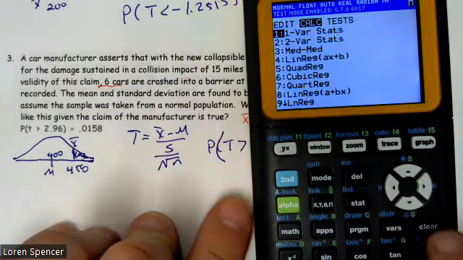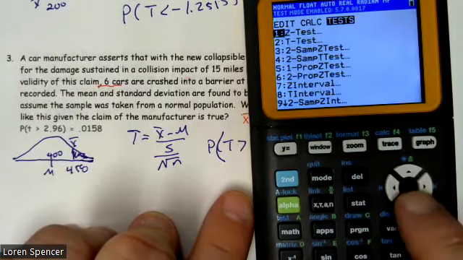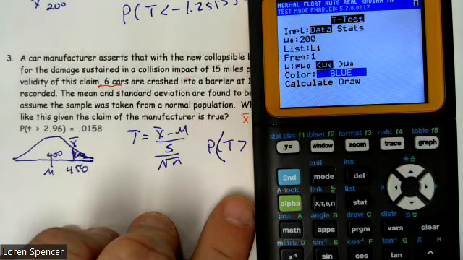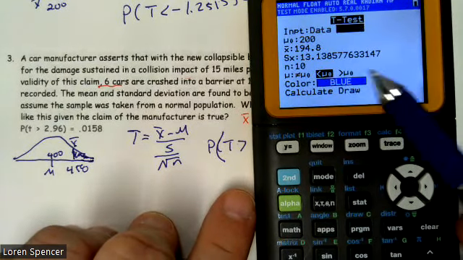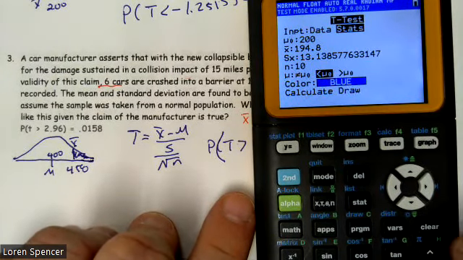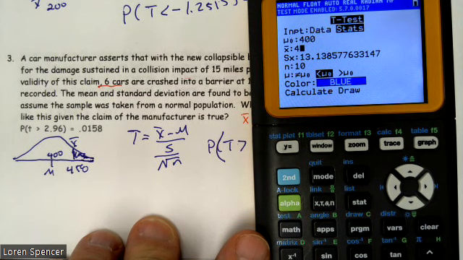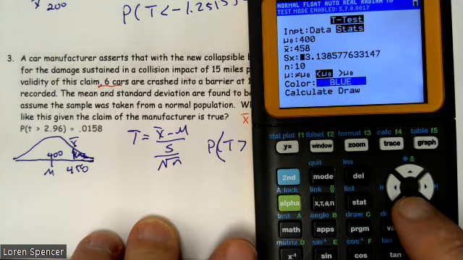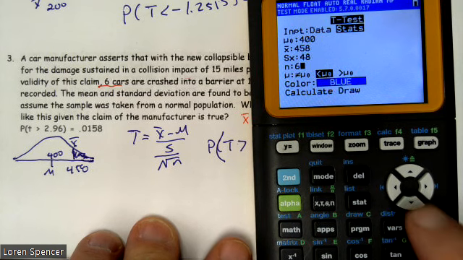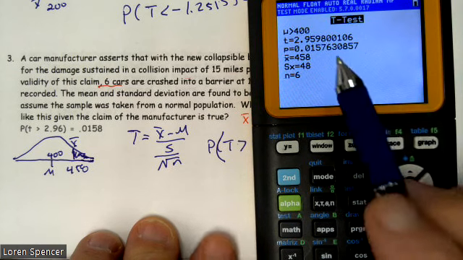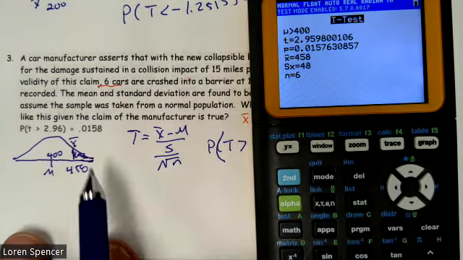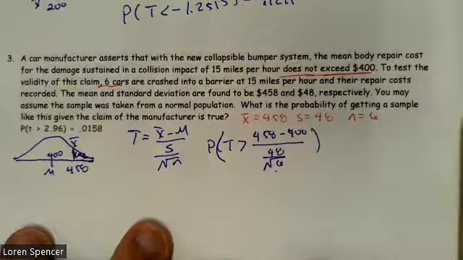So let's run that real quickly. Stat test. This time when we go to t-test, we need to make sure that stats is highlighted because we're inputting their data. And so the claim was it is $400. The X bar in this case is 458. The sample standard deviation is 48. The size is 6. And then we want to calculate. And so we get the probability of 2.9598.